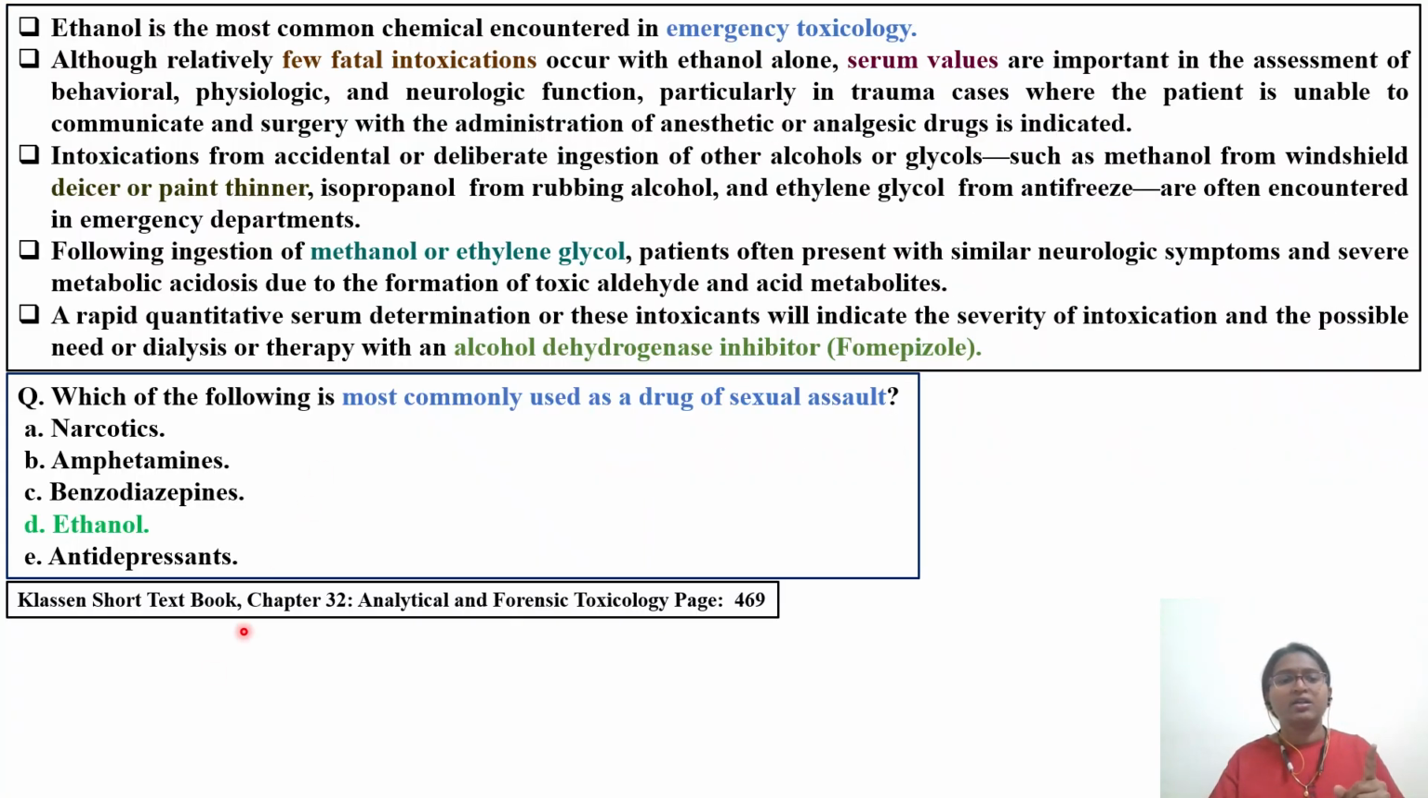Alcohol is also mentioned under analytical forensic toxicology. Which of the following is most commonly used as a drug of abuse? If you remember the table, you will be able to give the answer. So what are the different ways to mitigate alcohol toxicity? Fomepizole is used because it acts as an alcohol dehydrogenase inhibitor. Read this one also.